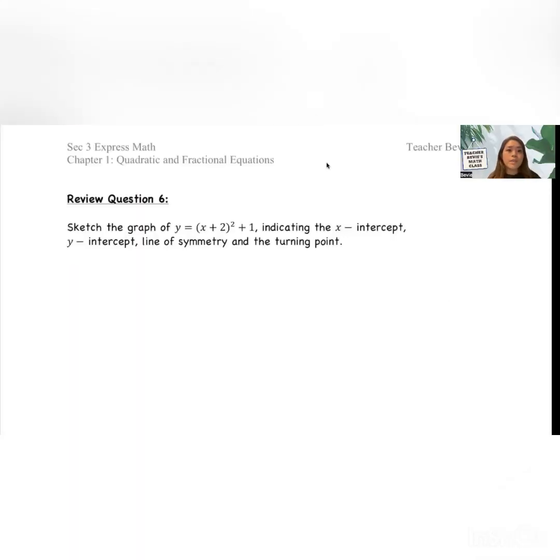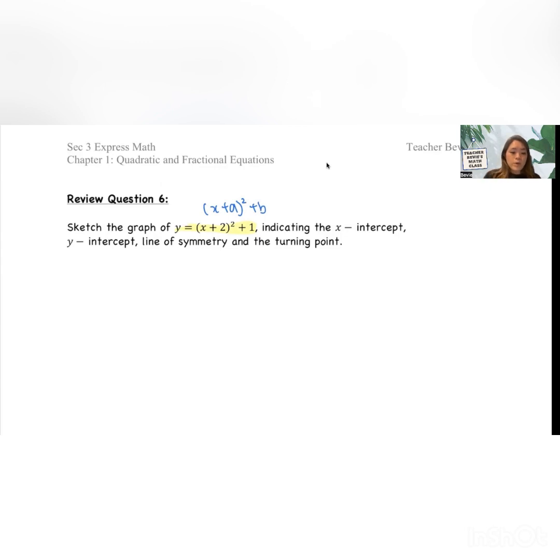For review question 6, sketch the graph of y equals (x + 2)² + 1, indicating the x-intercept, y-intercept, line of symmetry, and the turning point. This equation is in the form a(x + a)² + b, which is the completed square form of a quadratic equation.